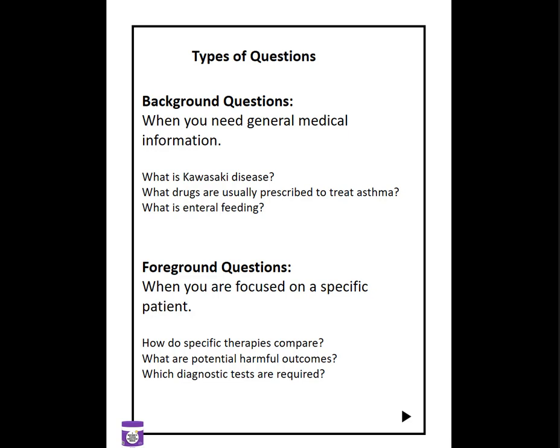Ask foreground questions when you have a specific question about a specific patient. Foreground questions tend to be about choices, comparing therapies or interventions, potential harmful outcomes, differential diagnoses, and diagnostic tests, for example.